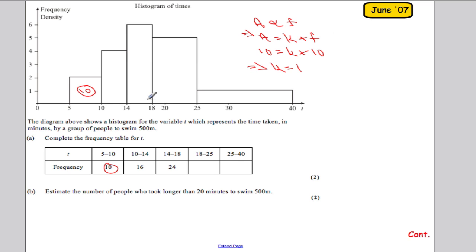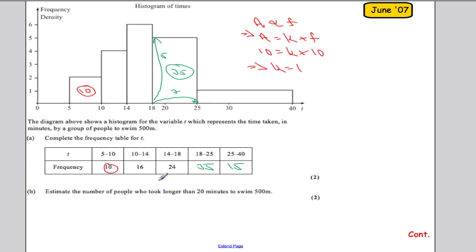If the constant k is 1, to get the frequency you just work out the area of each bar. So this particular bar here, the 18 to 25 group, which we're asked to work out, has a class width of 7 and a height of 5, and 7 times 5 is 35. And similarly here, this class width is 15. The height is 1. 15 times 1 is 15. So that's nice and straightforward.